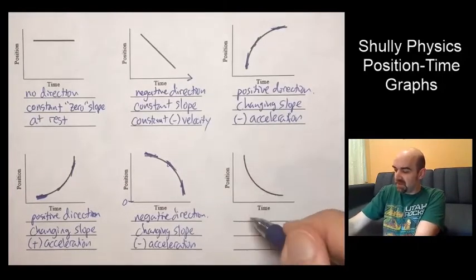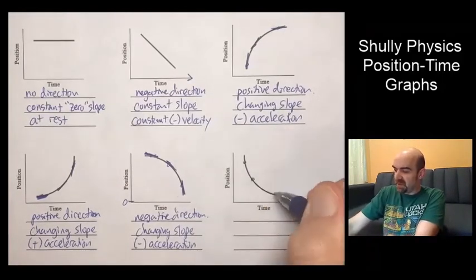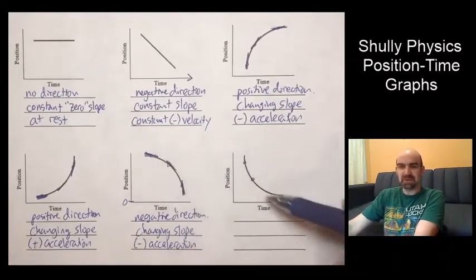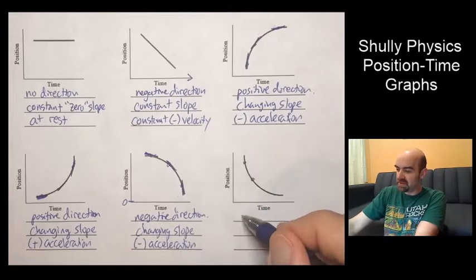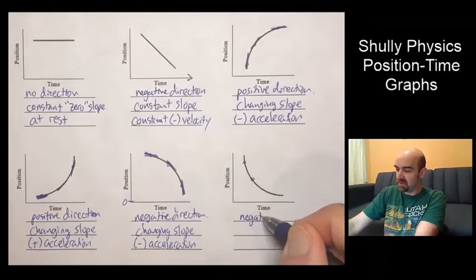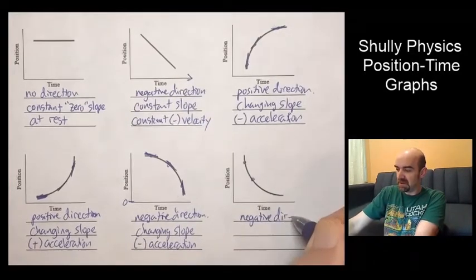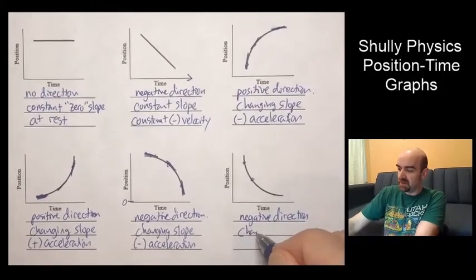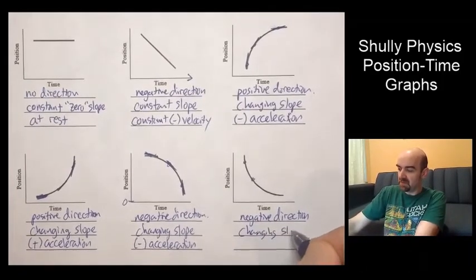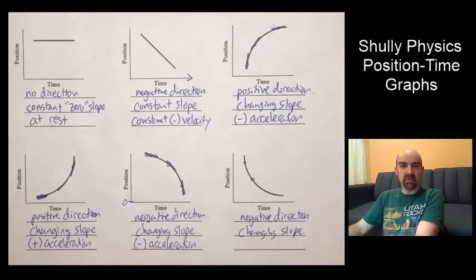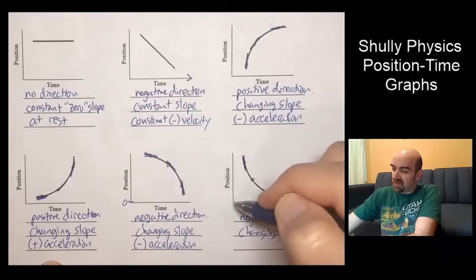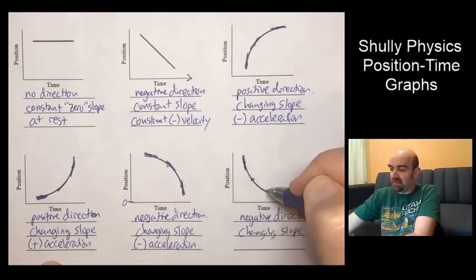And a last one. Positions are decreasing as well. They're becoming more negative. But you see that the curve is a little bit different. So what's happening here? This is also a negative direction, just like in the last example. And it's also a changing slope. But how is it changing? So we start looking at the beginning, towards the left side of the time. Time goes by, we flow to the right.